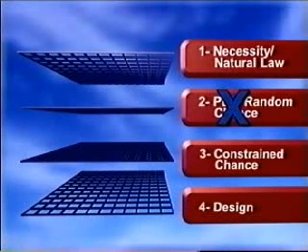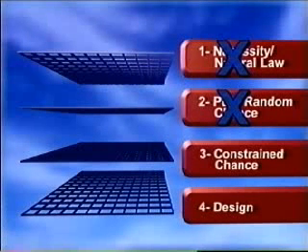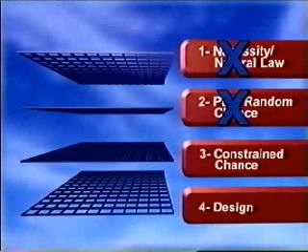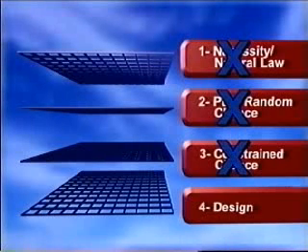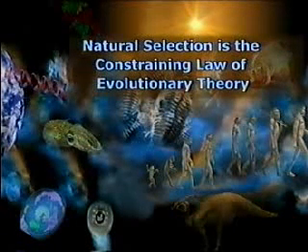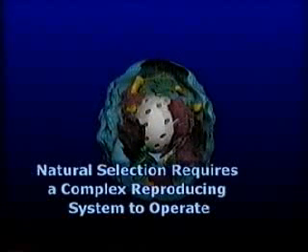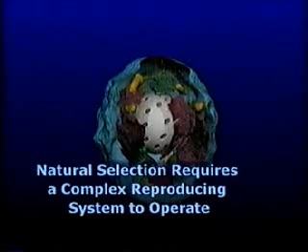We've seen that chance is insufficient to explain the complexity in DNA. We find that law is insufficient because there's no critical chemical bonding between the nucleotides, and natural chemistry can't separate amino acid isomers. We find that constrained chance, or chance modified by law, also fails. Remember that in evolutionary theory, natural selection is the constraining law. However, natural selection cannot function without a complex reproducing system.